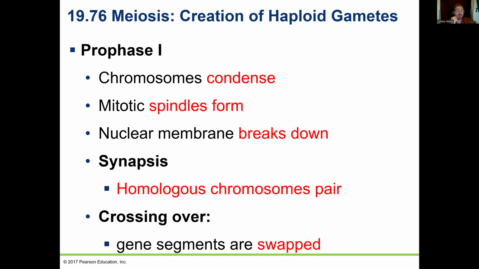Prophase is the process by which the chromosomes condense, the mitotic spindles form, and the nuclear membranes break down. Then we have synapsis, which is when the homologous chromosomes pair. And then at that point, we engage in something we don't see in asexual reproduction, known as crossing over.